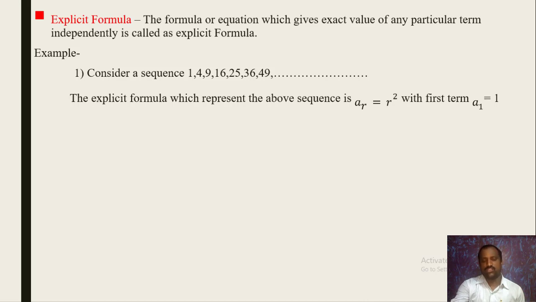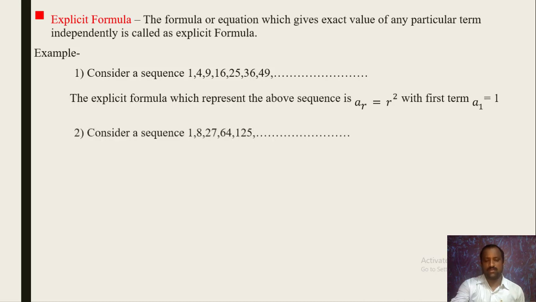That is, if we change the initial term, that is the first term, as a_1 equal to 2, then the same formula gives 2 square equal to 4, 3 square equal to 9, 4 square equal to 16 and so on. That is, if we want in general the nth term, then the nth term is given directly by a_n equal to n square.